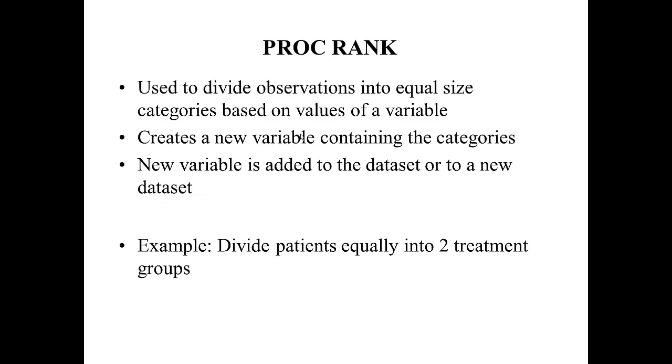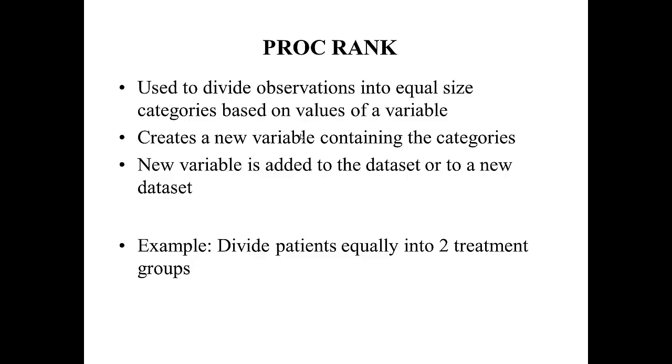A SAS utility procedure that we will make use of in the SAS demonstration of random sampling is PROC RANK. So PROC RANK is used to divide observations into equal size categories based on the values of a variable. And within PROC RANK, you can create a new variable containing the categories. And the new variable is then added to the data set or to a new data set.